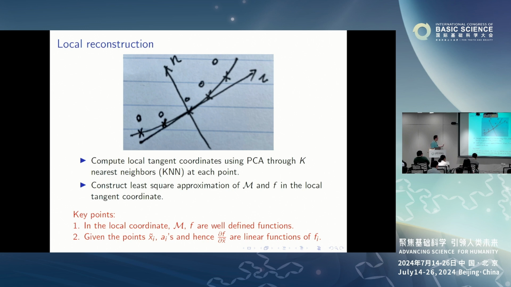As I said, the most important thing is that in local coordinates, M and f are all well-defined functions, and given the points, you do these least square things. Differentiation, as we all know, is a linear operator, so that's the same. Even if you do least square approximation, you are solving a linear system to find those coefficients, so it's still a linear function of these values. It's nonlinear in the points, of course, that's how the manifold is defined. But once the points are given, for any function you define, it's a linear operation.